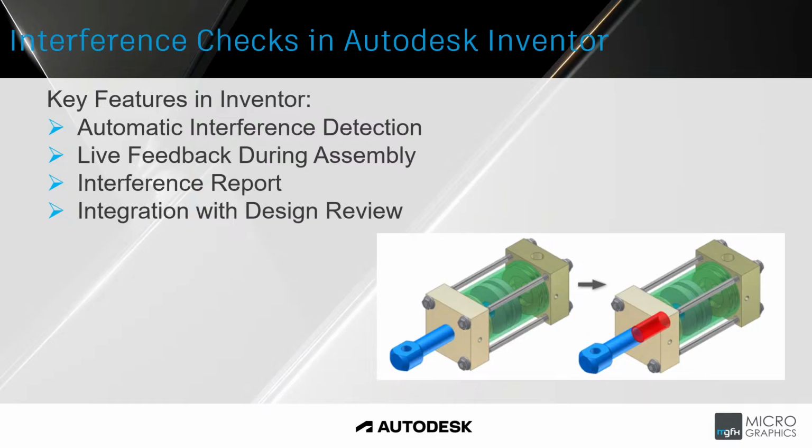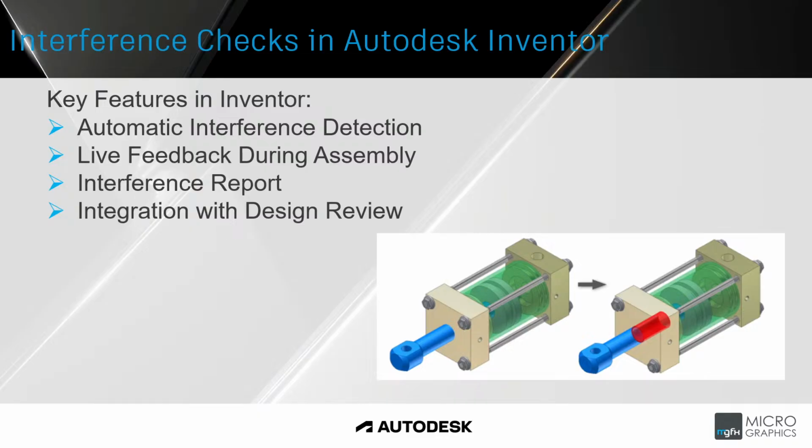Interference check in Autodesk Inventor. Now, this is a vital step in verifying the parts in an assembly to ensure that they fit together correctly without overlapping in physical space. Inventor provides built-in tools to automatically detect these issues, helping engineers prevent assembly errors and costly rework.